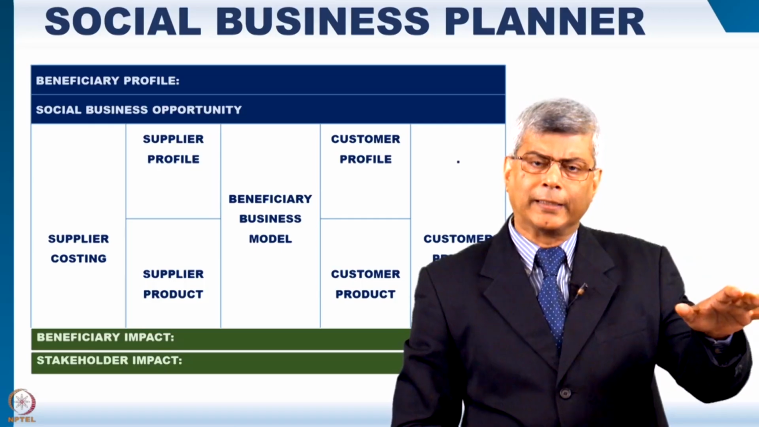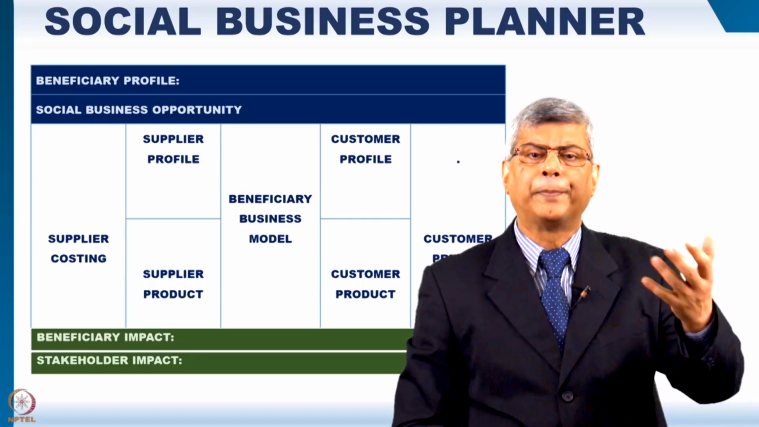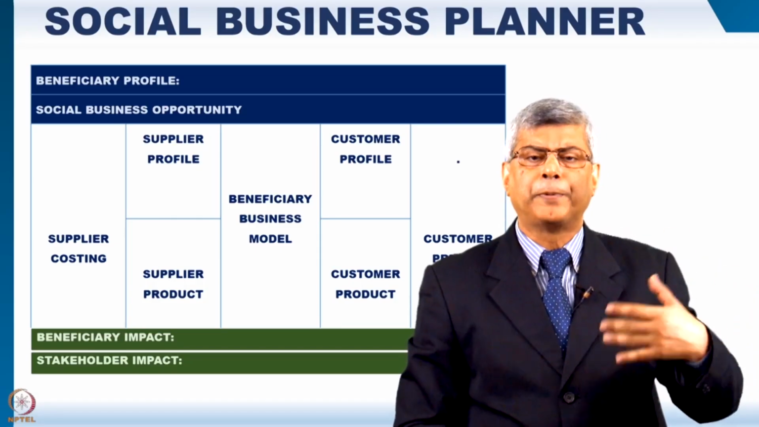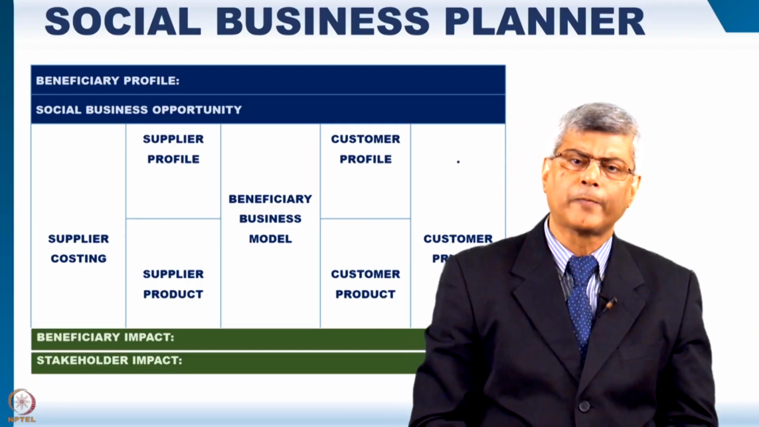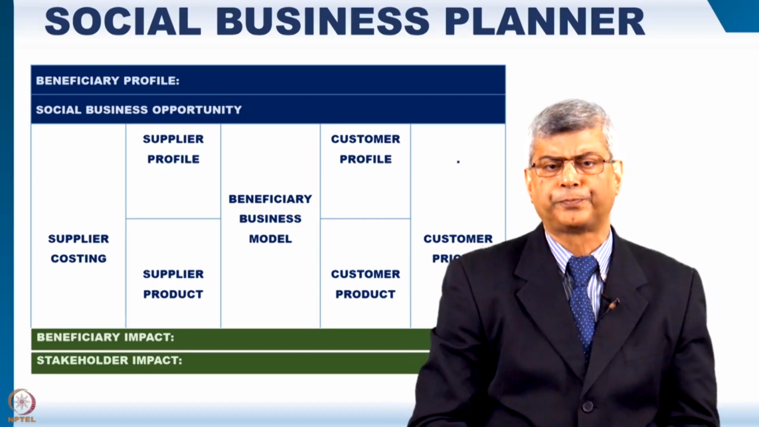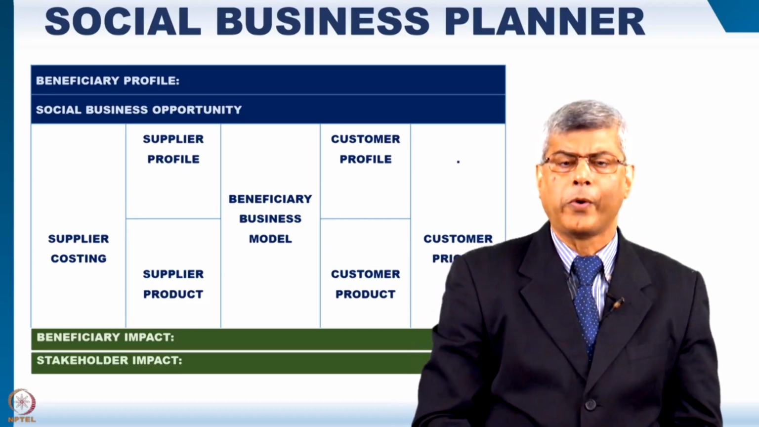And then you have the supplier side. In this case, the suppliers are the temple management or the priest who give the flowers away probably free. So the cost may be zero. So that's the supply side.